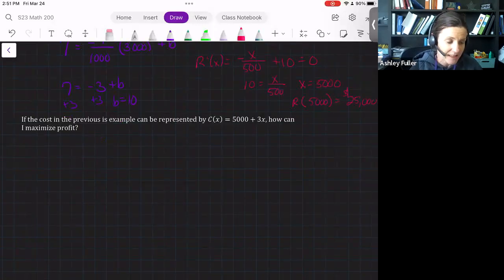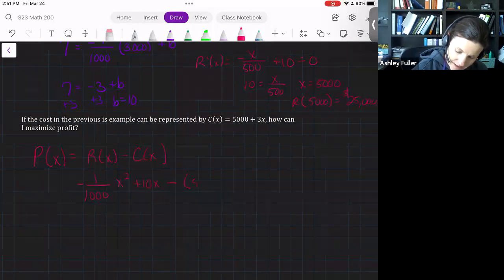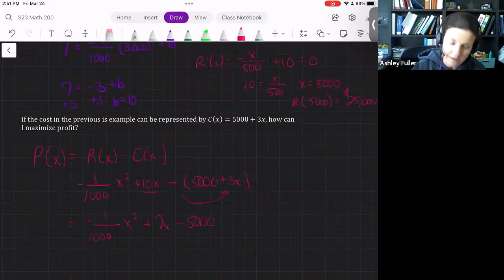What if I wish to maximize profit? If I know the cost, then I can calculate my profit as revenue minus cost, which in this case gives me negative 1 over 1,000 x squared plus 10x minus 5,000 plus 3x, which gives me negative 1 over 1,000 x squared. When I have 10 minus 3, I get plus 7x minus 5,000.